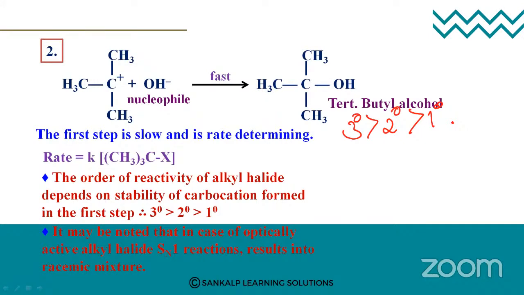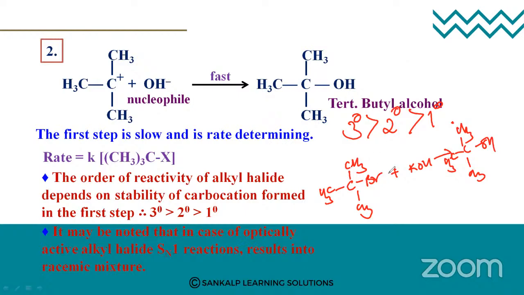Now, what do you mean by retention? Suppose I have this reaction: CH3, CH3, CH3, C-Br plus KOH giving you CH3, CH3, CH3, C-OH. Only the Br is replaced by OH, and the rest of the molecule is the same. So in the configuration where there is no change in any optically active compound, it is called retention.